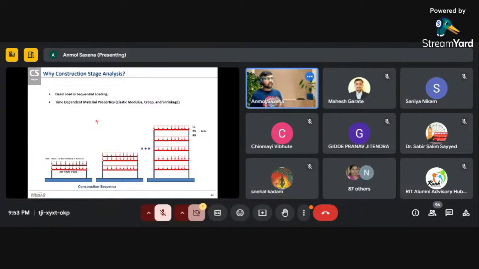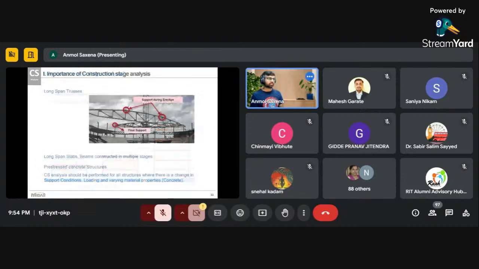the sequential format. And if you are dealing with concrete structures, you may be aware that concrete is a time-dependent material. Like the elastic modulus, creep and shrinkage change with time. So we need to account for all those things. We'll discuss how we'll account for this in the software, but yes, these are the things which we have to take care of.